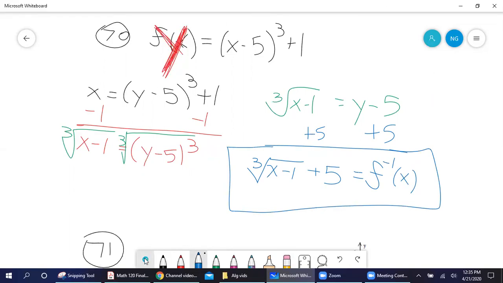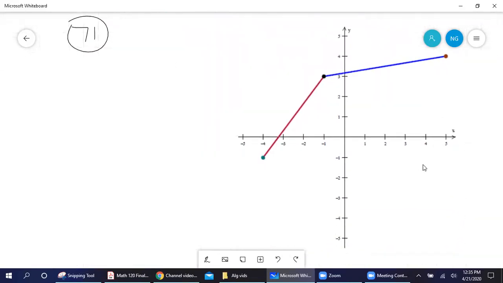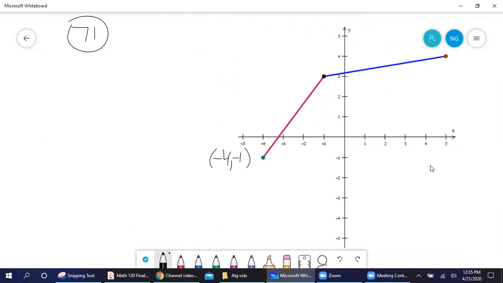On number 71, we're given a function. It definitely looks piecewise, but we just want to graph the inverse. Again, remember, in its most basic terms, an inverse just flips the x's and y's. So this point over here at -4, -1, I'm just going to flip the x's and y's, and I'm going to plot -1, -4. The next point on the original function was at -1, 3. Flip the x and y. 3, -1 must be on the inverse.